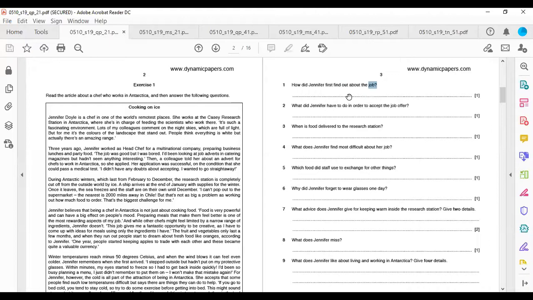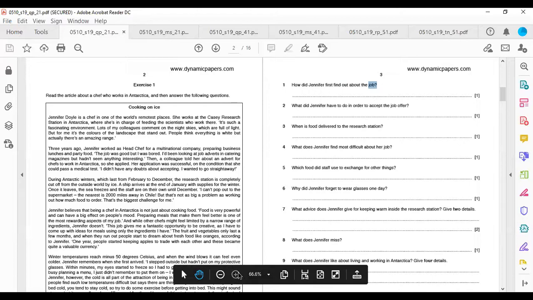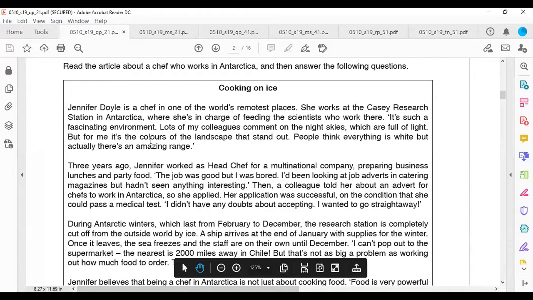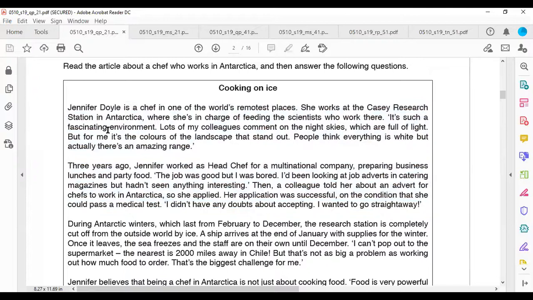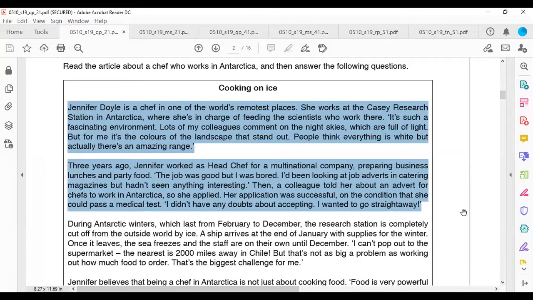In this particular case, let me zoom in here so you can see it well. Could you find the answer here? I want you to start reading as quickly as possible and find the answer to the question: how did Jennifer first find out about the job? I want you just to read. Sir, can I answer? Yes, please. A colleague of hers told her about the job.